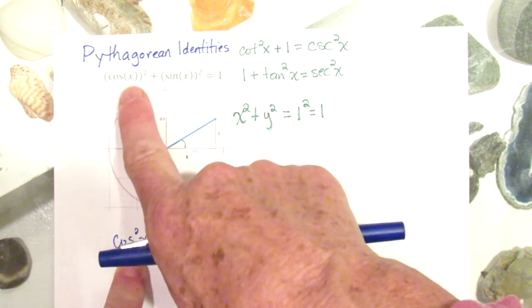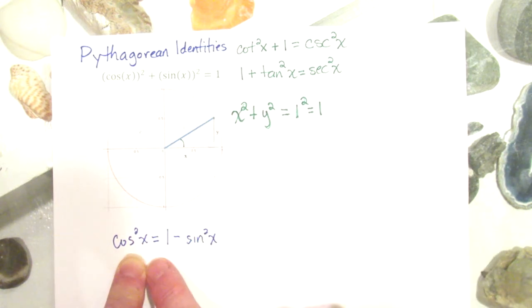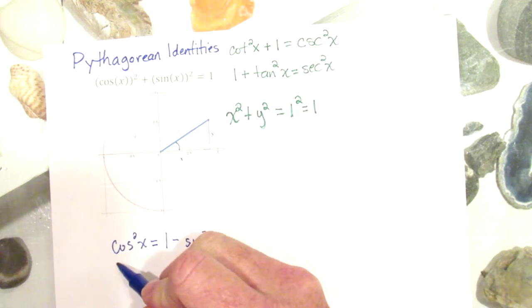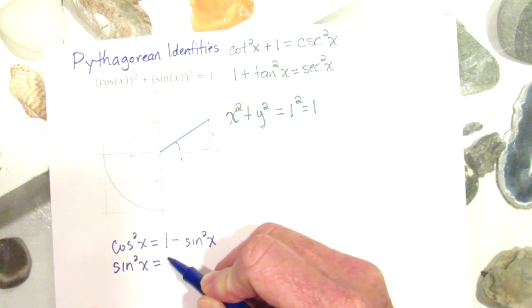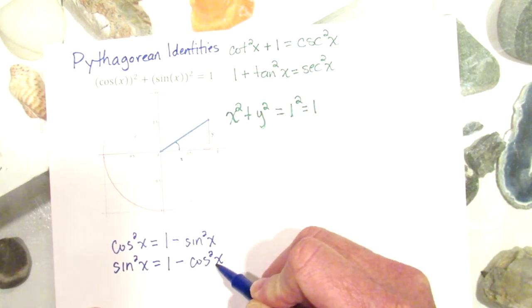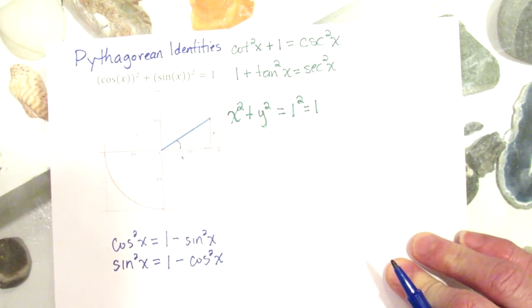So for example, if cosine squared plus sine squared equals 1, that means that cosine squared is equal to 1 minus sine squared. We just subtracted the sine squared from both sides. You also could solve that for sine squared instead. So I could rewrite this as sine squared is equal to 1 minus cosine squared. So if you were solving an equation and you wanted it all in terms of cosine or all in terms of sine, that could come in handy.